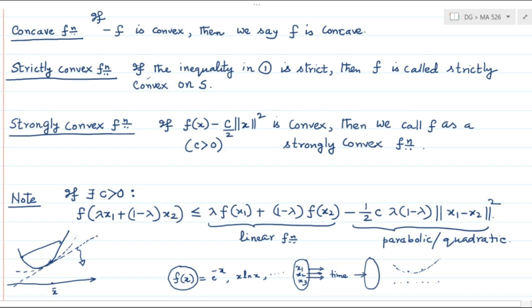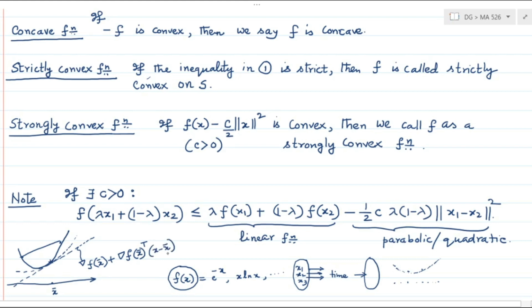That means at any point x bar you get the tangent. The tangent expression does not depend on the expression of the function. The tangent's expression, as you all know, depends on the function's value and the derivative value of the function. In general, for a function of several variables, the tangent's expression goes like f(x bar) plus gradient f(x bar) transpose (x minus x bar), right?